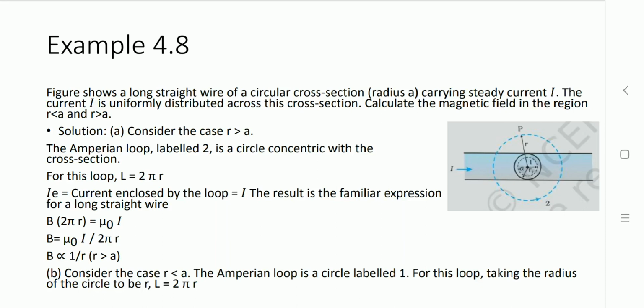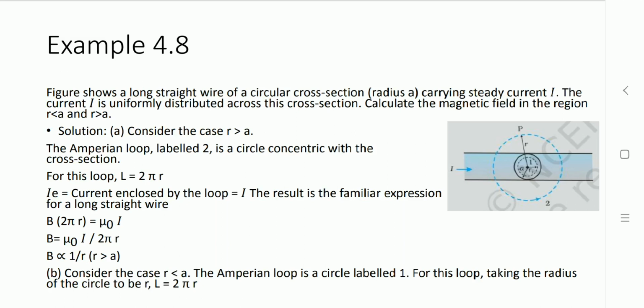Now if we take R less than A, which is inside the circle, as one circle whose radius is R1, then L equals 2 pi R. But for that, the current value is different. In the first case, IE, the current enclosed by the loop, is equal to I, and the result is the same equation as for the long straight wire. But in this second case, IE is not just the I value directly.